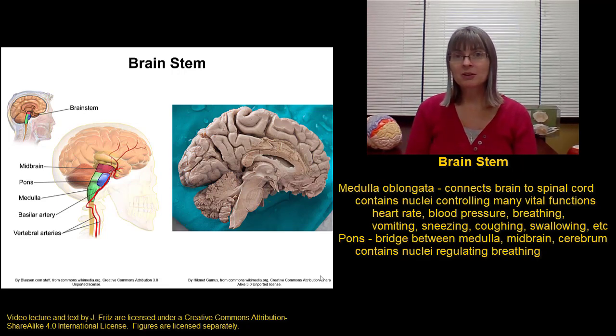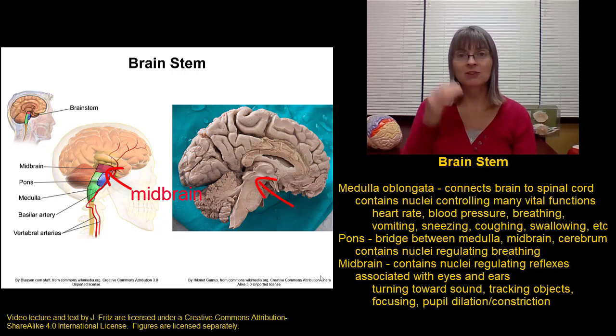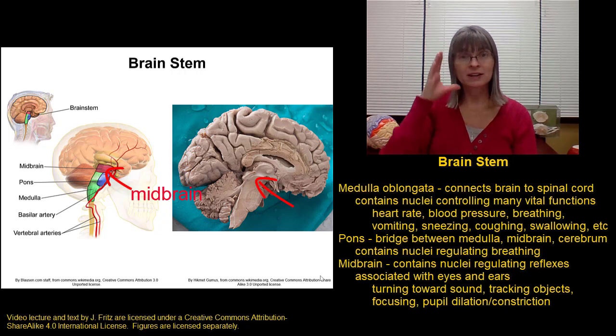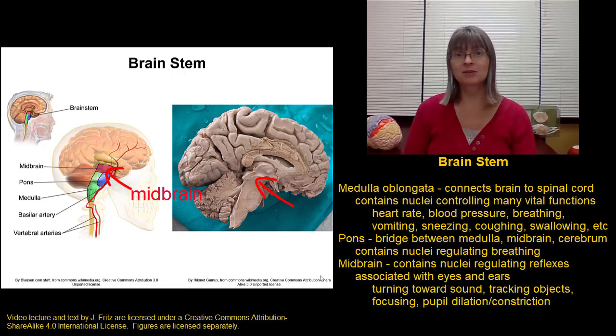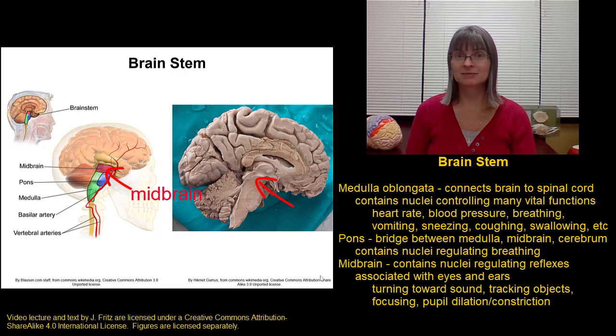The most superior part of the brainstem is the midbrain. The midbrain plays an important role in integrating the reflexes involving the eyes and the ears. This includes things like regulating the constriction and dilation of the pupils, the startle response in response to a loud noise, turning your head in order to track sounds, or moving your eyes in order to track objects in your field of vision, and the focusing of our vision by changing the shape of the lens. All of these are regulated through the midbrain.